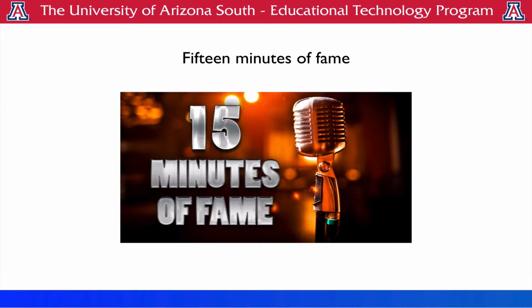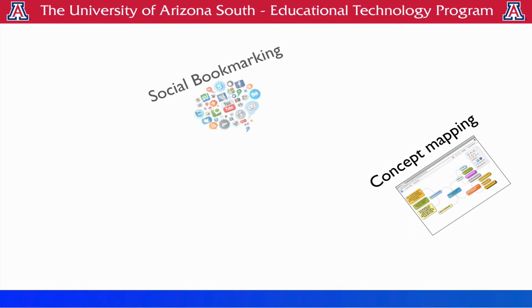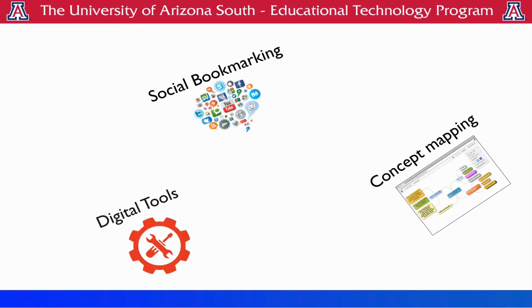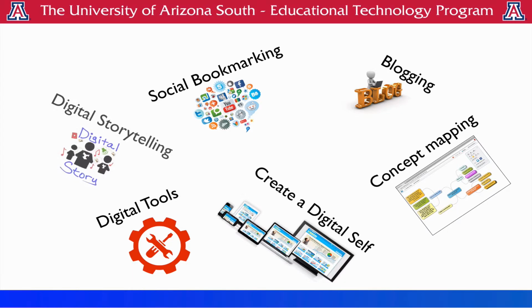During the class, we'll be covering a variety of different issues. We'll start with concept mapping. We'll then look at social bookmarking, which you'll follow for approximately 5 weeks during the class. You'll identify a series of digital tools, look at creating a digital self, try out blogging, and finish with the digital storytelling project. You'll also do a final reflection. Now let's take a quick look at the course.